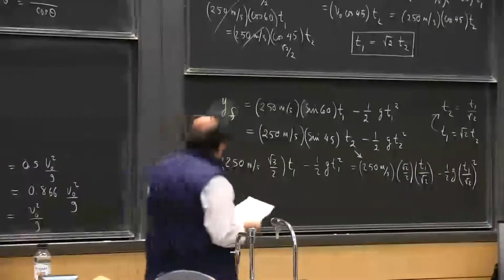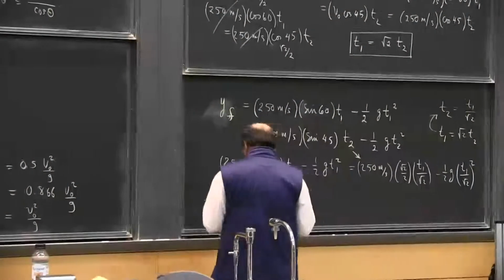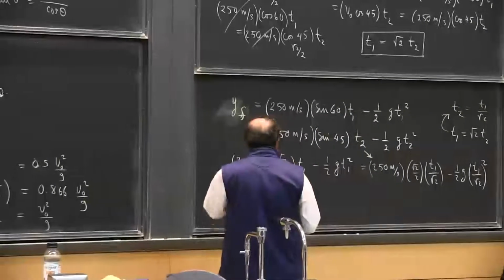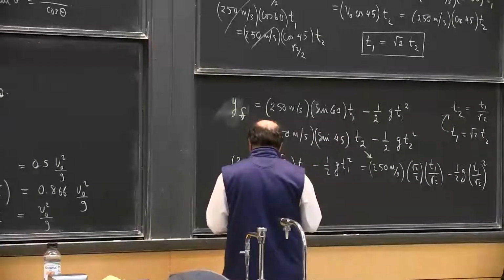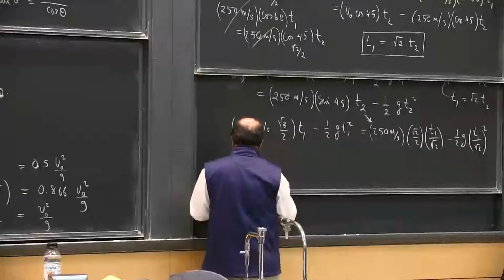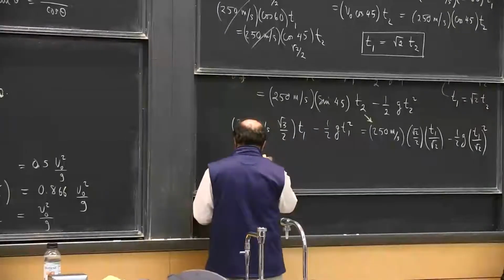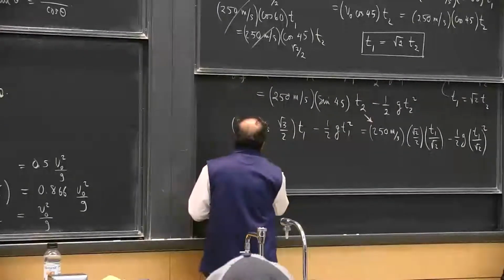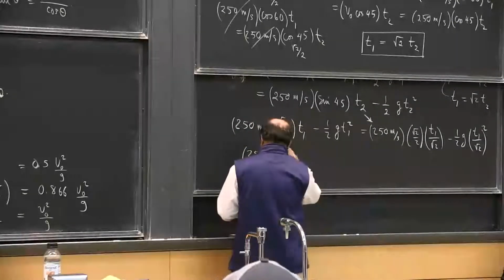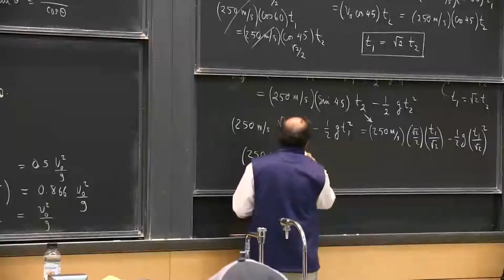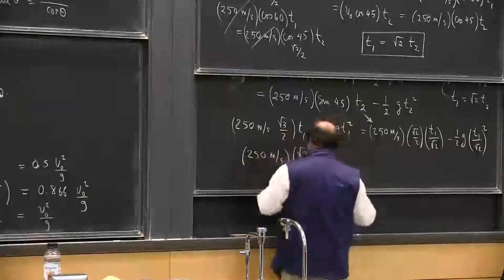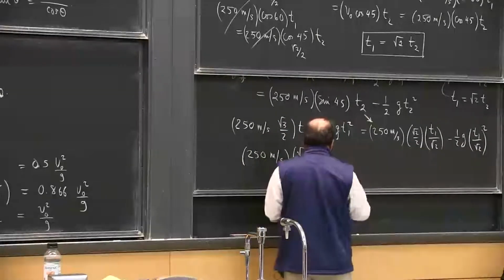So at any rate, we now have a quadratic equation that we need to solve. If I simplify this, which is at this point quite doable, the following will happen. So let me just skip some steps here and write. So 250 meters per second. And here you have root 2 minus 1 over 2. So this term comes from combining that term and that term. And then T1.